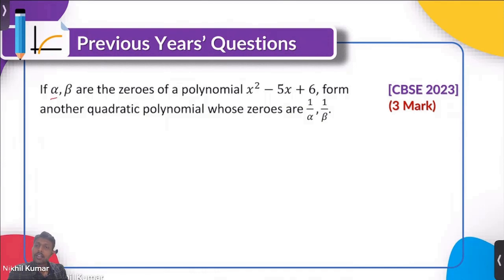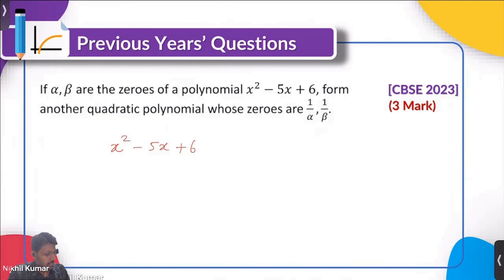Alpha and beta are the zeros of a given polynomial. That's given to us. We have to find another quadratic polynomial with roots 1 upon alpha and 1 upon beta. The given polynomial is x square minus 5x plus 6.